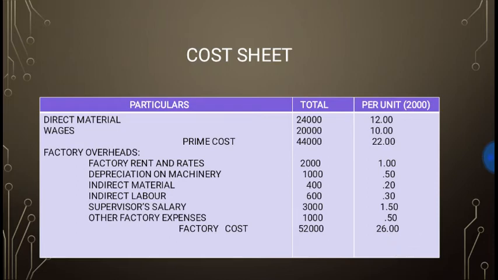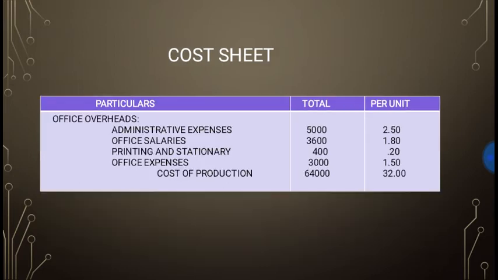तो जब तक डायरेक्ट मटेरियल डायरेक्ट वेजेस की बात की जाएगी ऑब्वियसली वो बिल्कुल डायरेक्ट हैं तो वो कम ही होगी, और जब इसमें फैक्ट्री ओवरहेड को जोड़ दिया जाएगा तो वो कॉस्ट को इंक्रीज़ करेंगी. It will increase your cost and per unit cost will also increase. So the next one is when you add office overhead in your factory cost, then it will become your cost of production. So let us see the question. It's direct material, direct wages, factory rent and rates, depreciation on machinery, supervisor salary, indirect material, indirect labor.